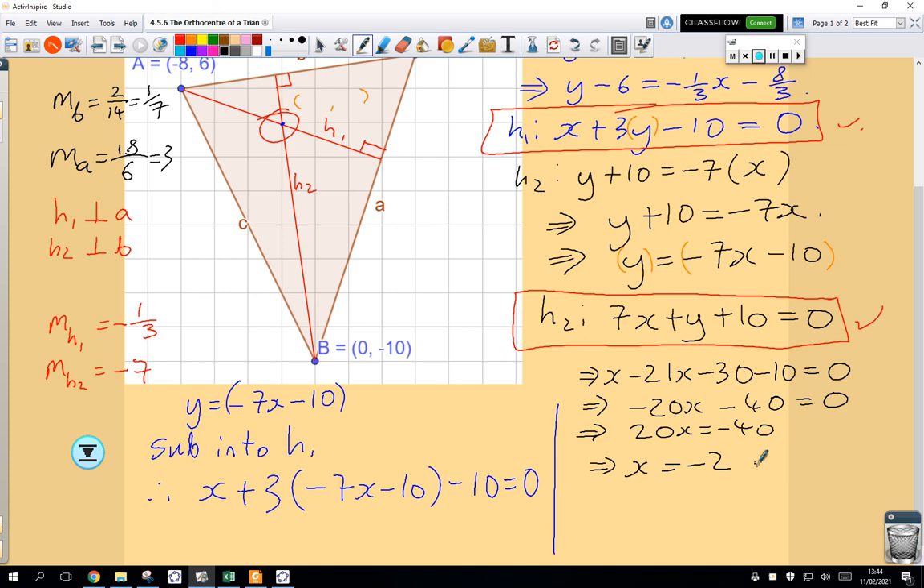And what do we know about y? Well, we know that y is negative 7 times the x-coordinate minus 10. How do we know that? Well, because we figured it out already. Negative 7 times negative 2, and that's positive 14. Subtract 10, that's 4. Y is equal to positive 4. So my final answer here is this point has an x-coordinate of negative 2 and a y-coordinate of positive 4. Okay, and that's how we find the orthocenter of a triangle. So practice those centers.